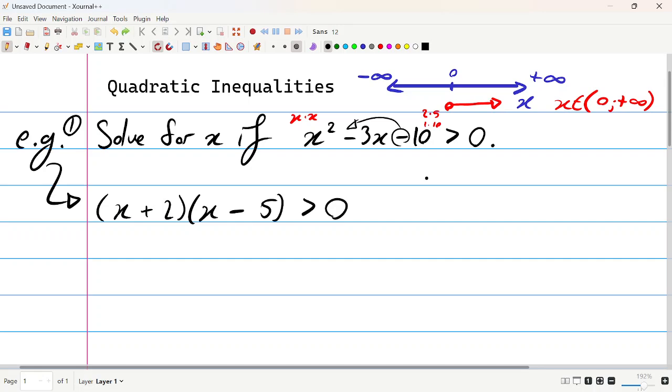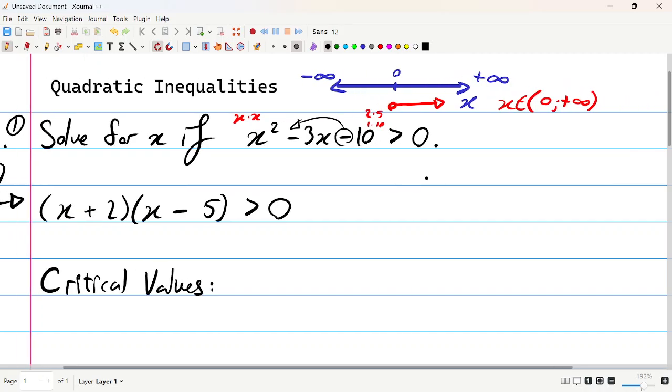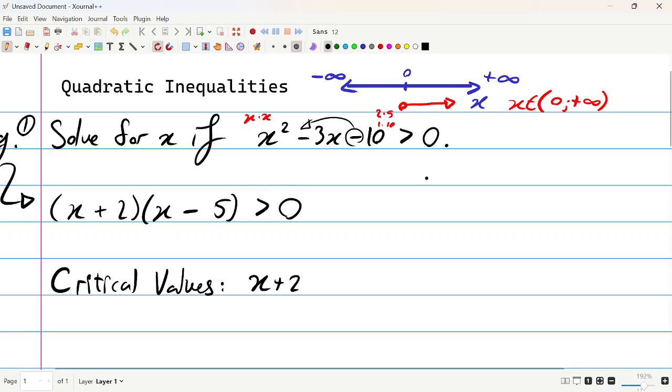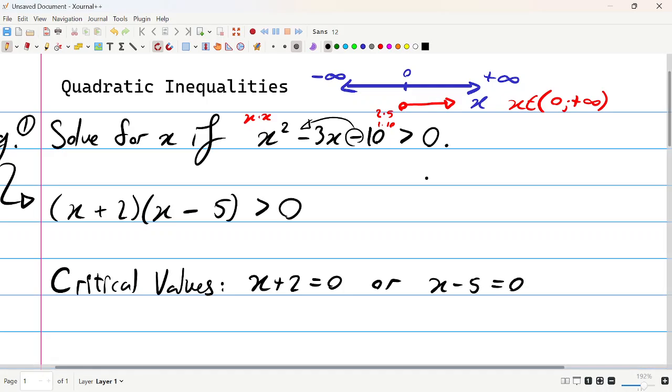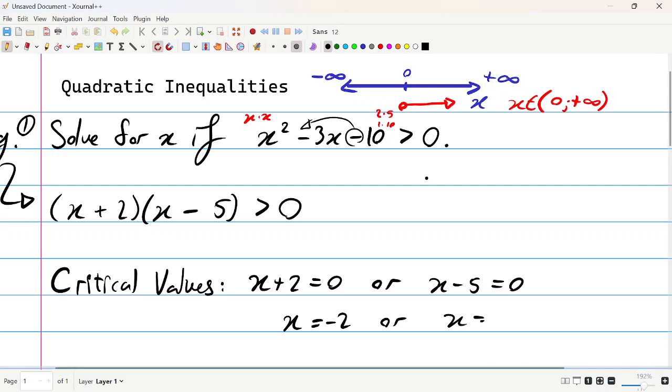So these are the steps. You first factorize, then the next step you find your critical values. Critical values, I'm going to write it in full. Our critical values are how we usually solve for x. We treat this as an equal sign temporarily, such that we say x plus 2 is equal to 0, or x minus 5 equals 0. This is just a step that we do. We're not actually solving for our x values this way. We are just getting our critical values, and that is our method. Therefore, x is equal to negative 2, or x is equal to 5.